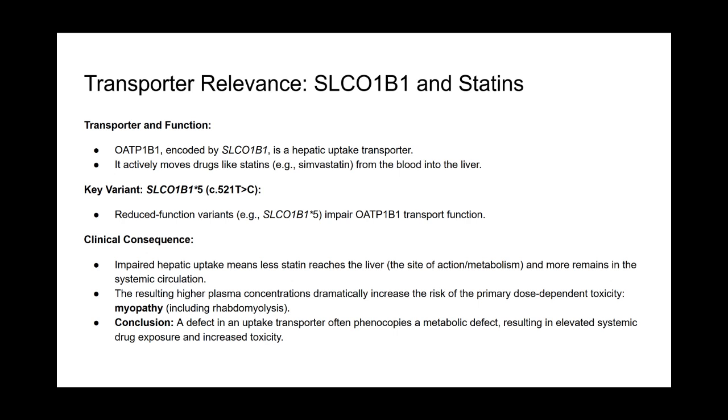The most studied among these is c.521T>C, p.Val174Ala, which defines haplotypes like SLCO1B1*5 and SLCO1B1*15. Individuals with 1 or 2 copies of the C allele experience significantly decreased hepatic uptake of statins such as simvastatin and atorvastatin. This reduction means less drug reaches the liver, the site of action and metabolism, and as a result, more drug stays in the systemic circulation.